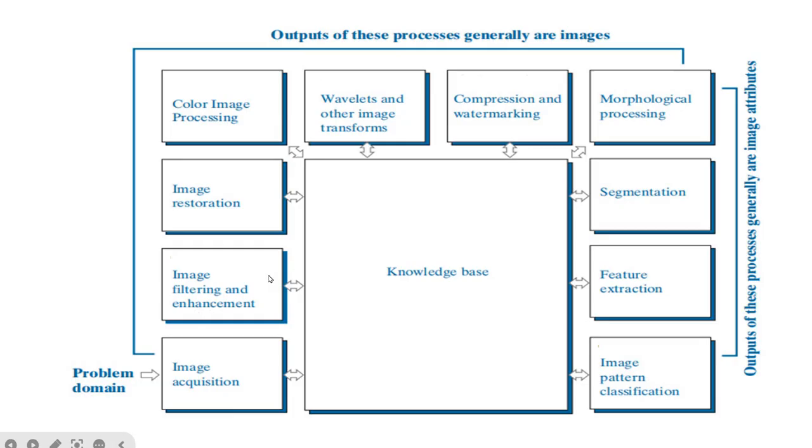Then you have filtering, image filtering and enhancement, image restoration, color image processing, wavelets, other image transforms, compression and watermarking, morphological processing, segmentation. You have feature extraction, image pattern classification and knowledge base. Now we will look at these steps one by one. First is the image acquisition.